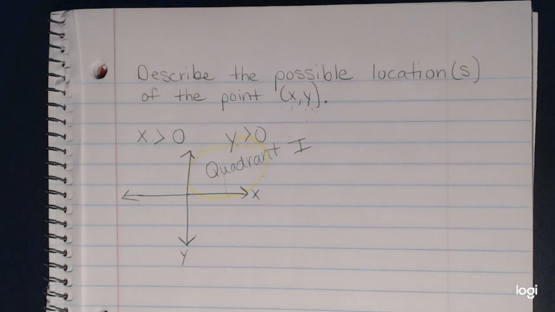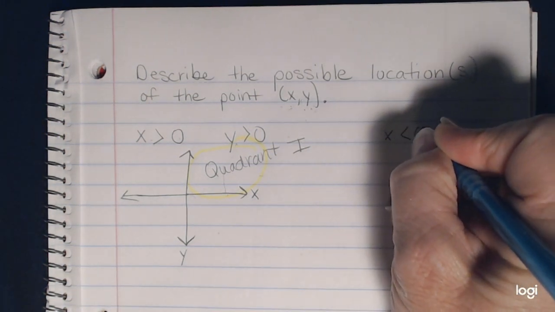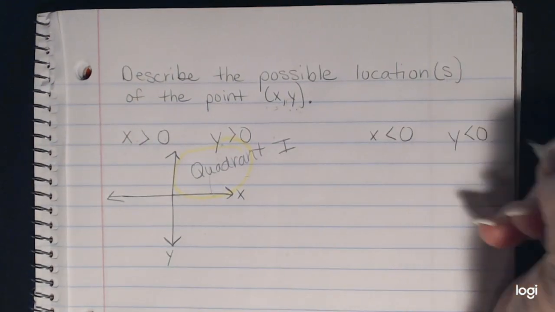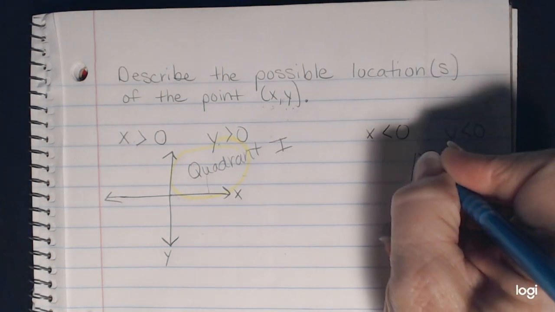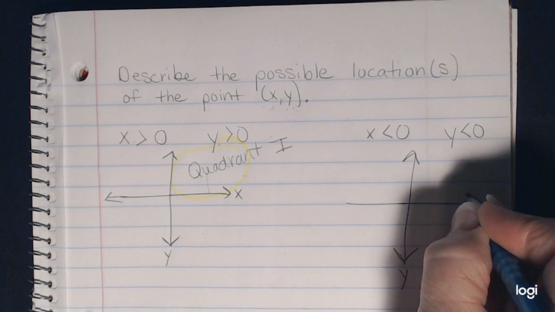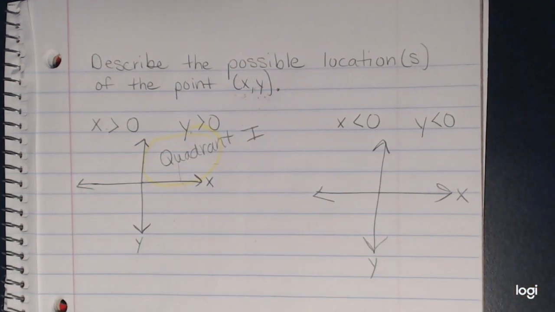Well, let's see if you can solve this one. What if I told you x this time is less than 0? Write this down. And y is less than 0. Make your coordinate plane and circle in your notes where you think your point is going to end up.